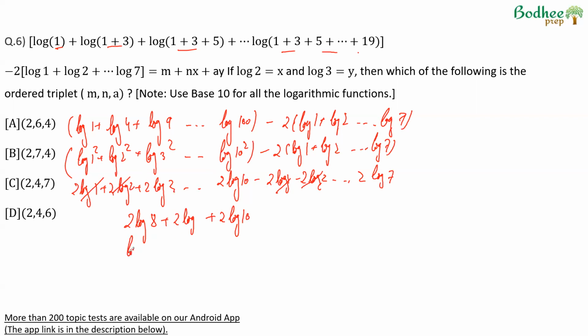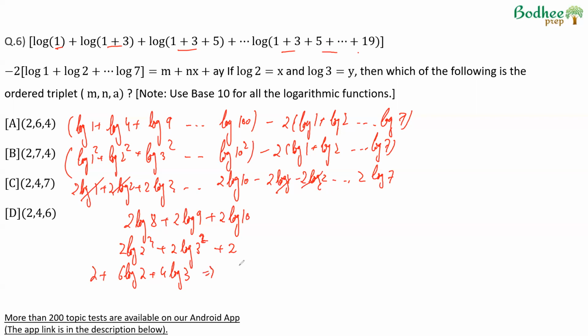2 log 8 is 2 log 2 cubed to the base 3, and this is log 9, which is 2 log 3 squared to the base 3. So twice log of 2 cubed plus twice log of 3 squared plus log 10 is equal to 1, therefore this becomes 6 log 2 plus 4 log 3 plus 2. I'm writing 2 in front.